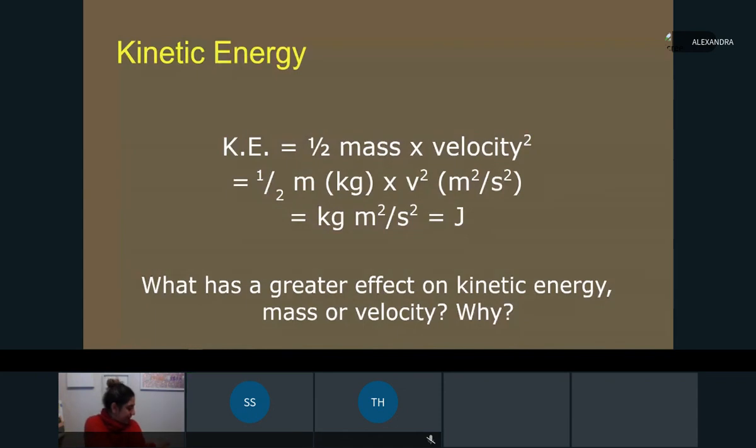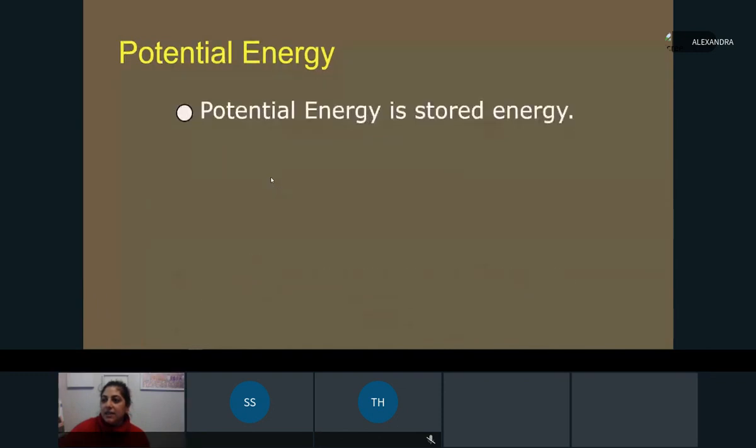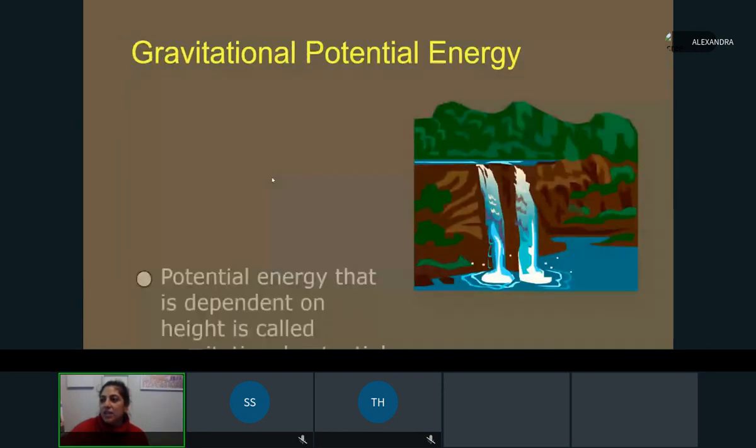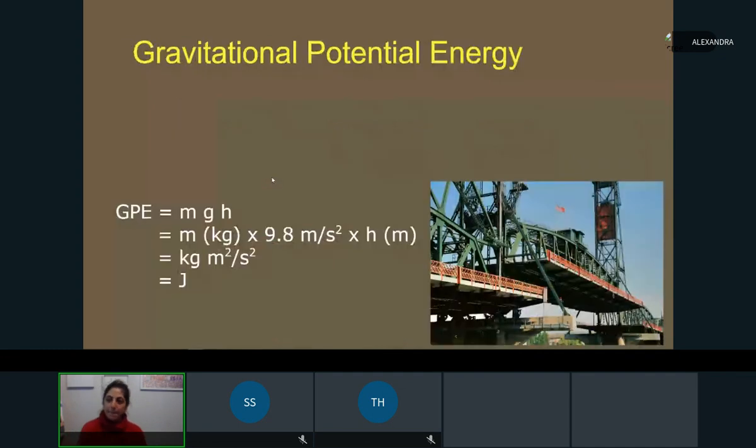Okay, I have that one. Great. And potential energy, that equation is this one. Mass times G, which is that 9.8, times height. Okay, I have that. Great.